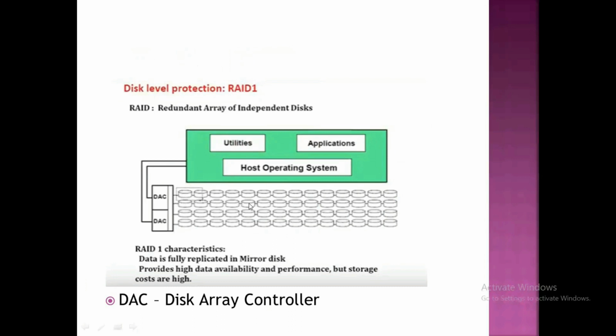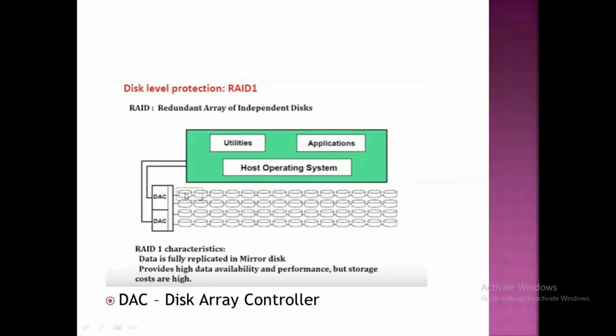We have one more disk. The disk array controller, DAC, is nothing but the disk array controller, and it will have the information that if the actual disk fails, it will tell us to go and take the data from the mirror disk. This is the mirror disk, where the data will be stored. Remember, if you are going for mirroring, for 1 terabyte of data you need 2 terabyte of disk. Data is fully replicated on the mirror disk.